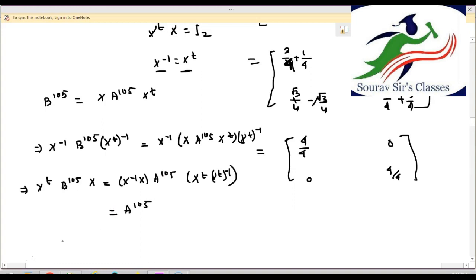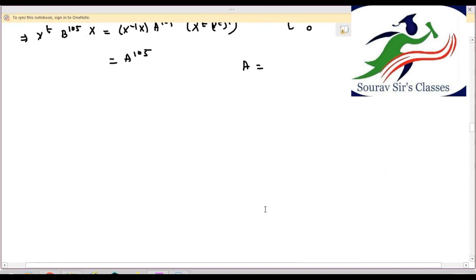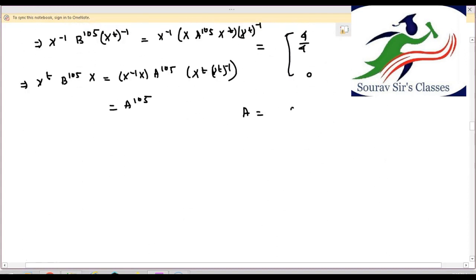Okay, so x transpose b to the power 105 x equals a to the power 105, right? Now we have to find out the value of a to the power 105. Okay, so what is our matrix A? Our matrix A is equal to [2, -1; 3, -2]. So 2 minus 1, 3 minus 2.